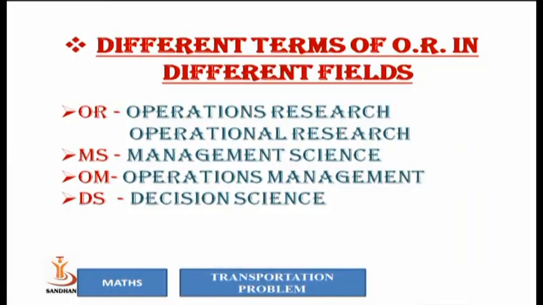There are a few terms that are also associated with operations research. These names are used in different fields. People also call it operational research, management science, operations management, and of course decision science. So decision science explains a lot about what is meant by operations research. Operations research is nothing but an art of making rational decisions.